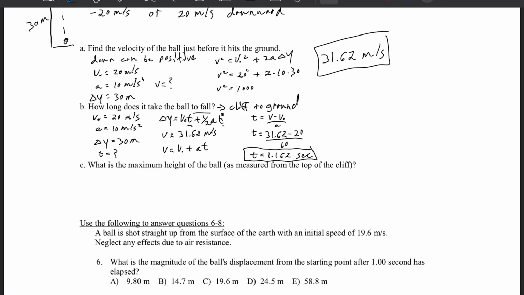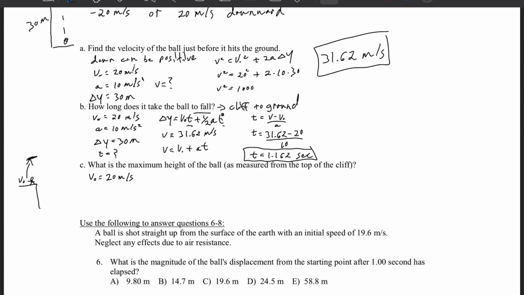What is the maximum height of the ball as measured from the top of the cliff? So now we're talking about the first part of the trajectory. So we're going to reset. We're talking about him throwing up, and it hit his maximum height. Well, he threw up with a velocity of 20, so up is now positive. Let's reset that drawing so we know exactly what we're looking at. We're only talking about the going up.